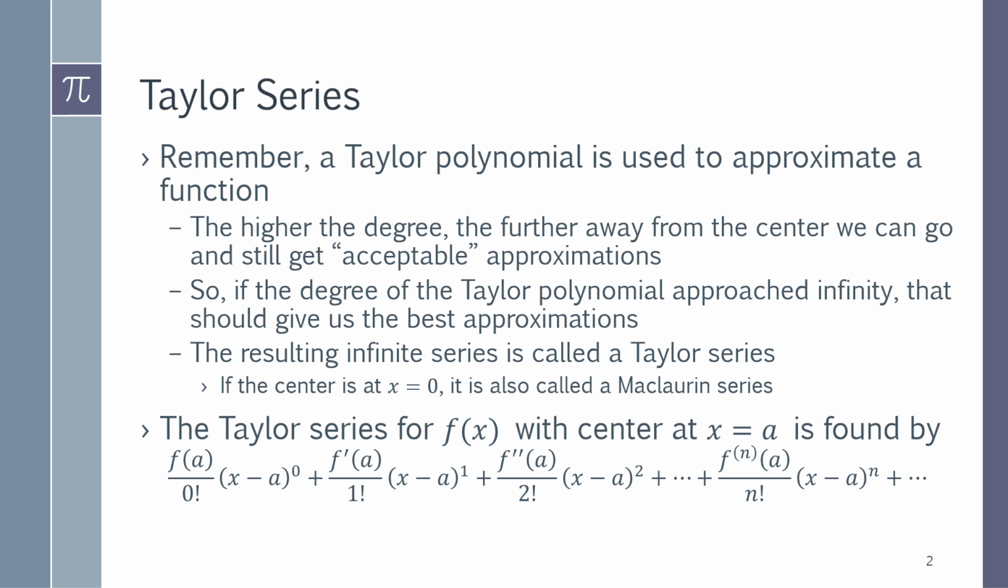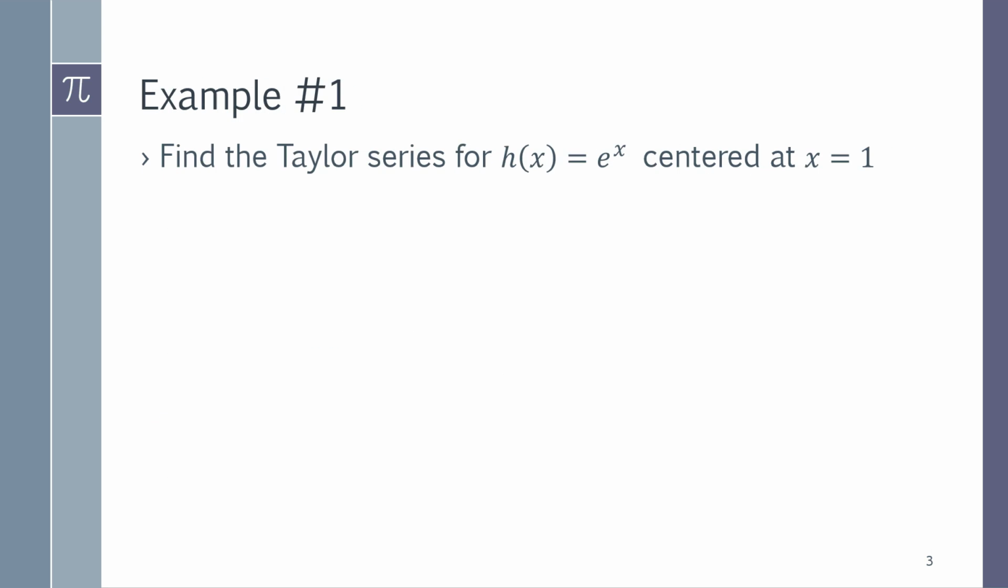Typically on the AP calculus exam, they're going to ask for the first 3 or 4 non-zero terms plus a general term. And I will be honest, the general term is the one that's usually challenging to write. So let's go ahead and find the Taylor series for the function h of x is equal to e to the x centered at x equals 1.